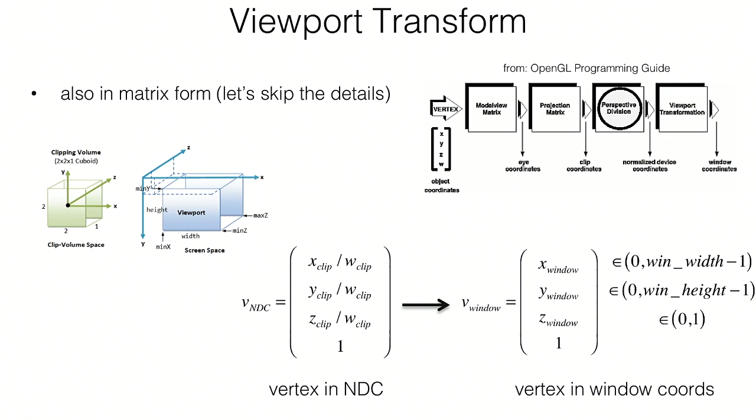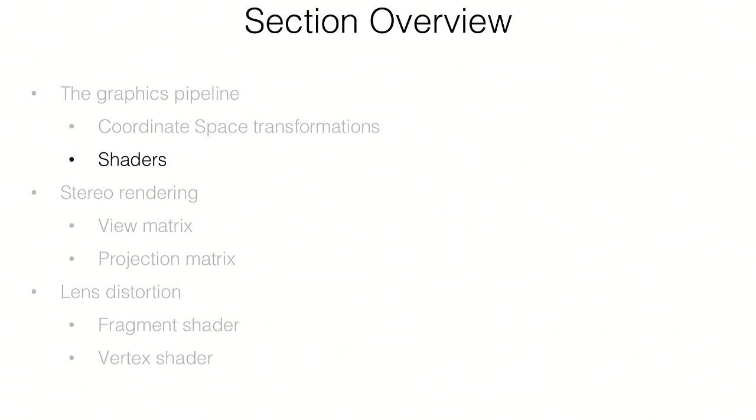And then we can convert this to the viewport with the viewport transform also in matrix form that I'm going to omit for now. But this essentially creates the mapping that we end up projecting the information onto your window, which ends up mapping to the pixels on your display. So we're done with the coordinate space transforms. We'll come back to the view and projection matrices in a little bit.